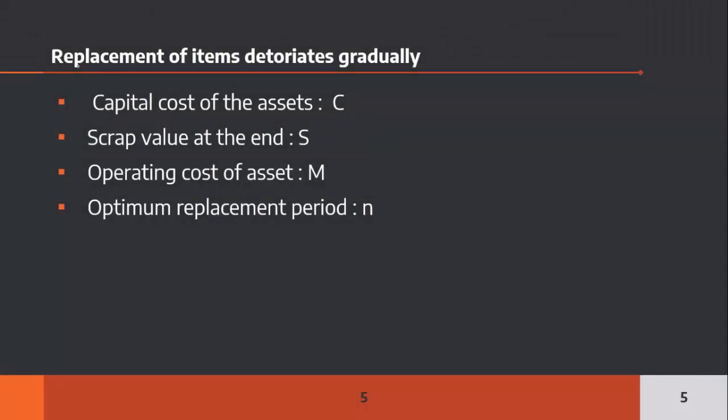First of all we see the first model, that is the replacement of an item which deteriorates gradually without considering money value. So in this case we are not considering the money value in our calculation. First of all, there are certain terms while solving the problems. Suppose I have purchased one particular machine M for the price of 7 lakh.